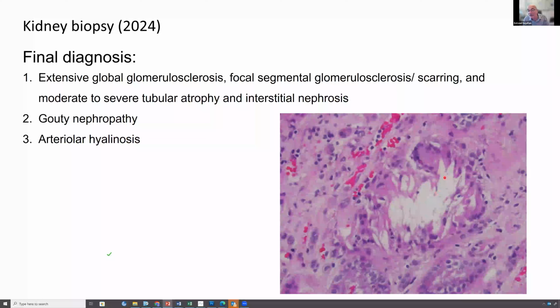So again, very beautiful feathery crystals, giant cell reactions around them, and inflammation. There was extensive global glomerulosclerosis with focal segmental glomerulosclerosis or scarring. It's likely secondary to the IgA that this patient has had in the past, and moderate to severe tubular atrophy and interstitial fibrosis, and chronic uric acid nephropathy or gouty nephropathy with arteriolar hyalinosis.